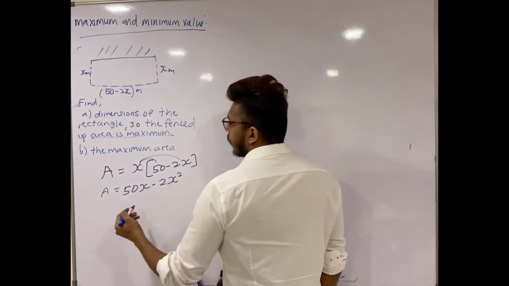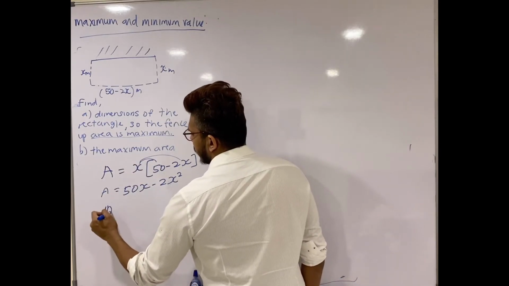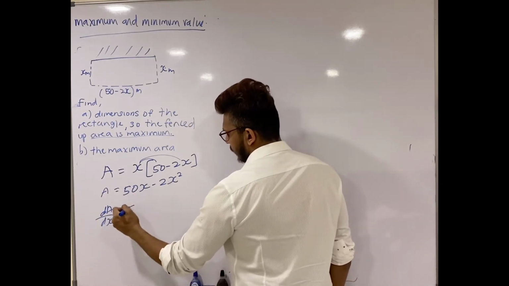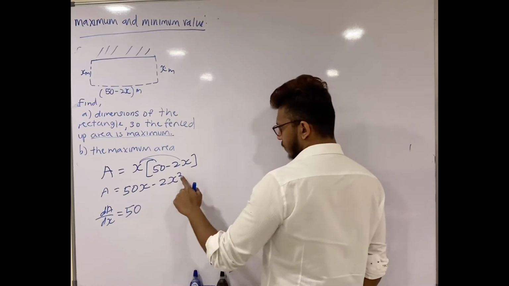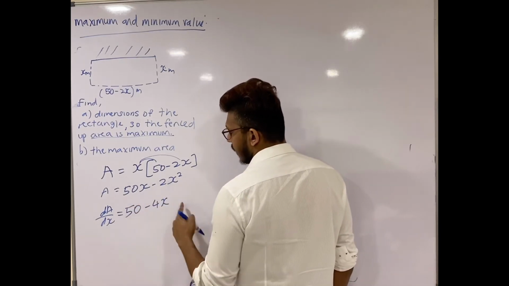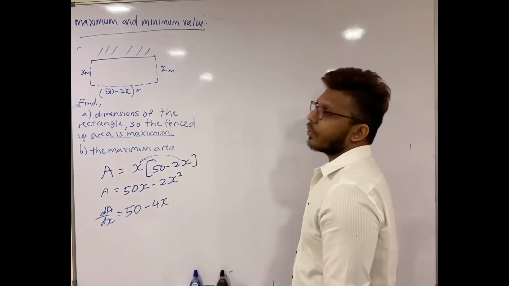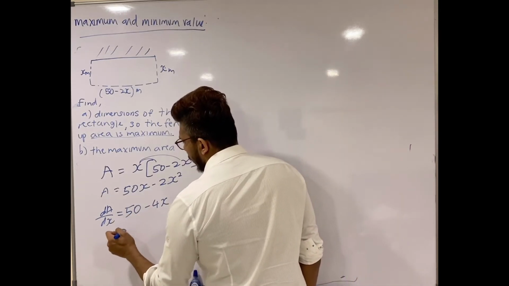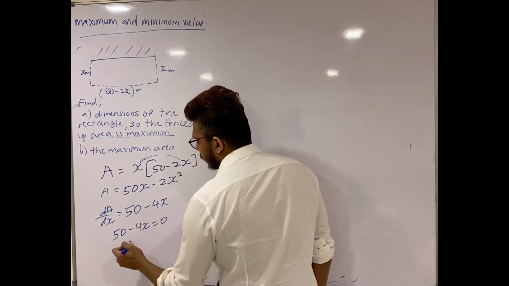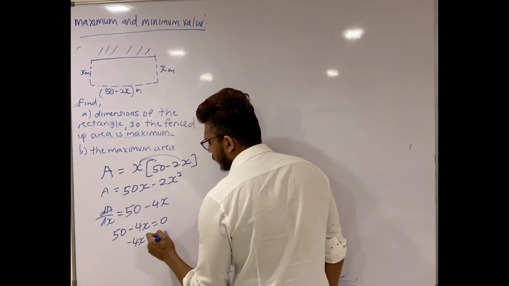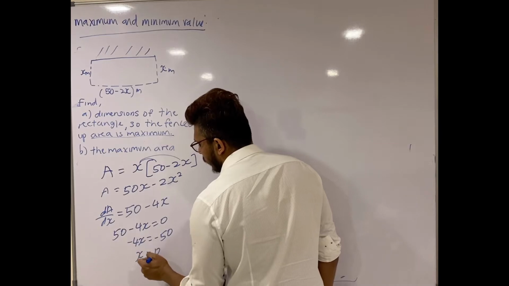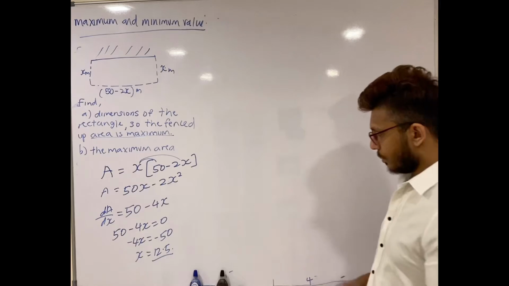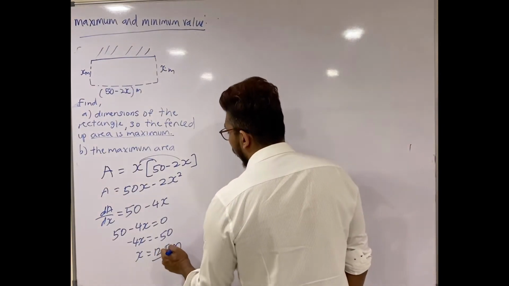Okay. Now let's differentiate this. dA dx is going to be, 50x will become 50. Excuse me. This is going to be negative 4x. Now remember I said whenever you want to find a turning point, you have to equate dA dx to 0. So 50 minus 4x equals 0. Minus 4x equals minus 50. And x is going to be 12.5. Now we need to know whether this 12.5, it's actually meters, is minimum or maximum.